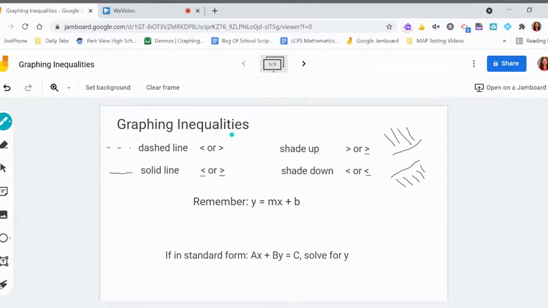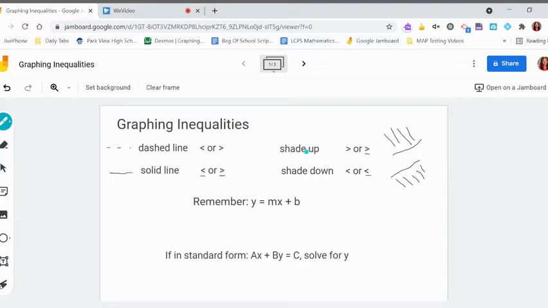When we graph an inequality, the first thing we have to look at is what kind of line we're going to graph. When you have less than or greater than, you want to have a dashed line, because all the points on that line are not included in your solution. It's just less than or greater than. If you have less than or equal to or greater than or equal to, that's when you're going to use a solid line. You're going to connect your points just like you've always done. That's your solid line because you have this underline.